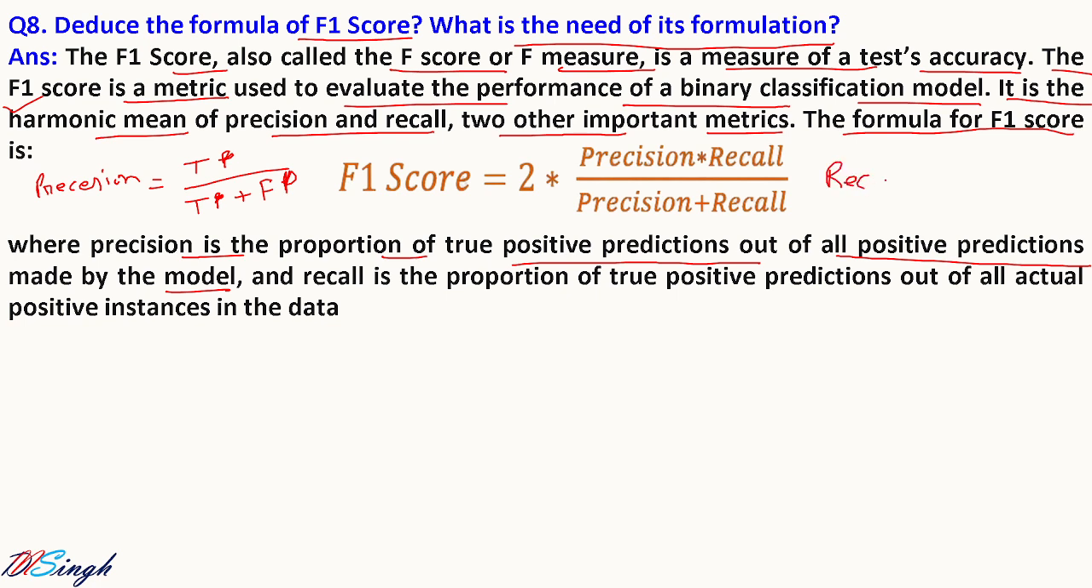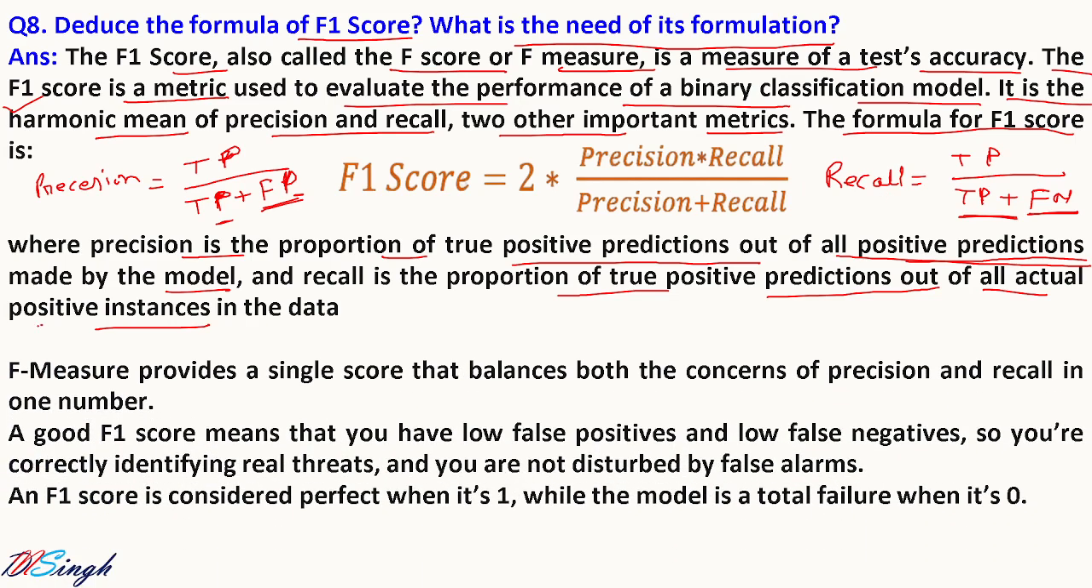Like recall, what is the formula for recall? TP in the numerator, and in the denominator you will have TP plus FN. So check out, FP is there in precision. What is it saying? True positive predictions out of all positive predictions made by the model. So these are all predictions which are made as positive. And recall is the proportion of true positive predictions out of the actual positive instances. For actual positive instances, when it is saying false negative, it should actually say true positive. So you need to consider this also in the denominator for recall. So TP upon TP plus FN will be the formula for recall.